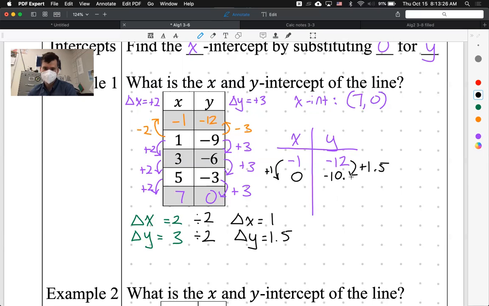10.5. So he's correct. The answer is 0, now you have 10.5. And that was a solid explanation too. I'm gonna explain it a different way in a sec.